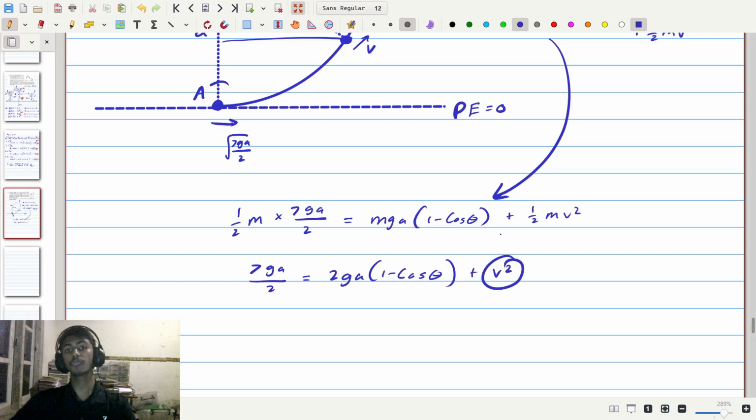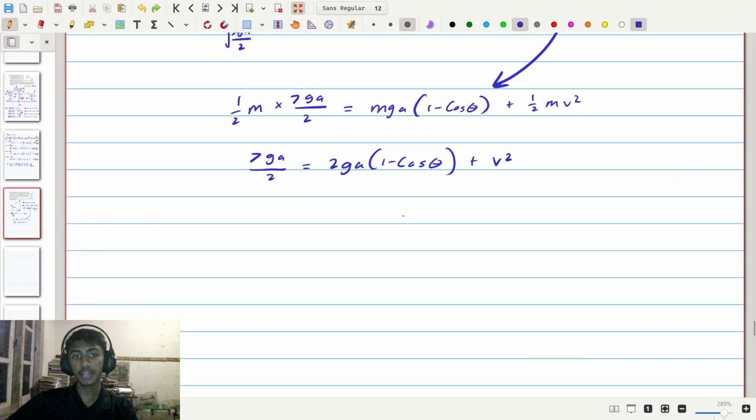Now all we want is v squared, so we can take the other things to the other side and write that v squared is equal to, and what we have is a ga factor which we can take out. We can actually take out a ga over 2 factor. Doing so, we get ga over 2, and what we're left with is 7 and 2 times 2, which is going to be 4, so plus 4 times, and then the 1 minus cosine theta taken to the other side is going to become cosine theta minus 1, so we have 4 times cosine theta minus 1.